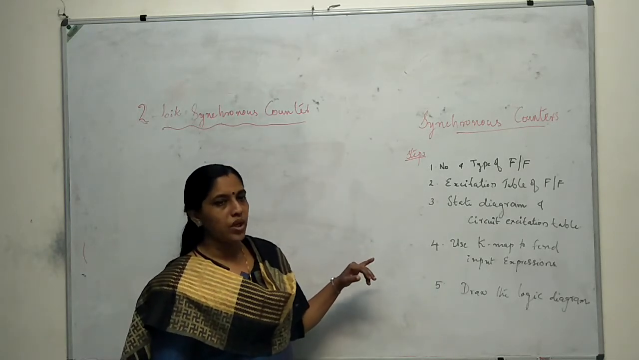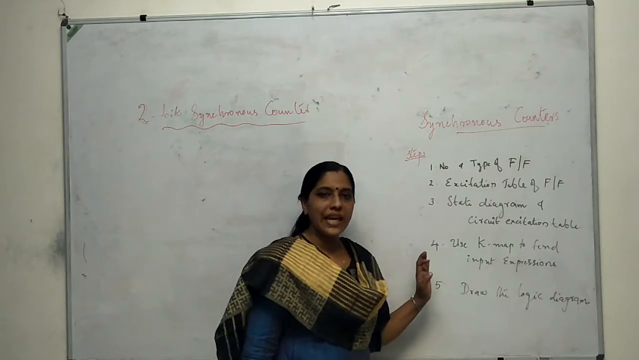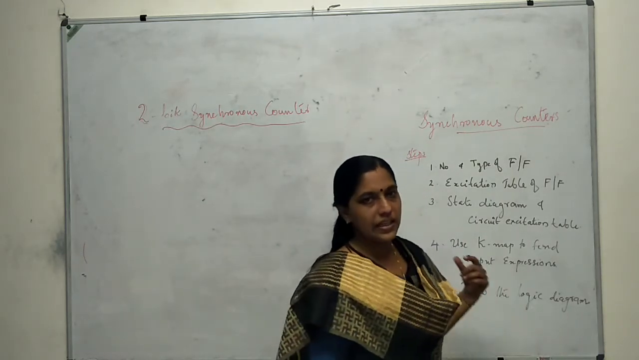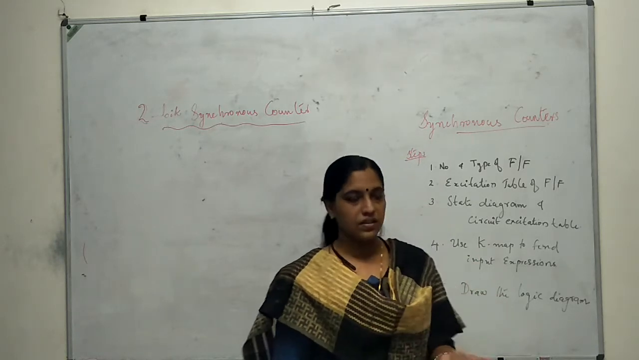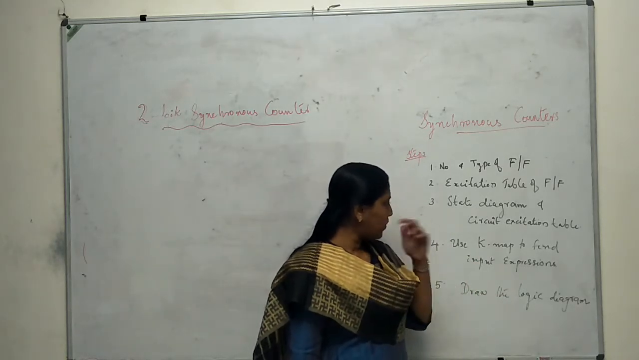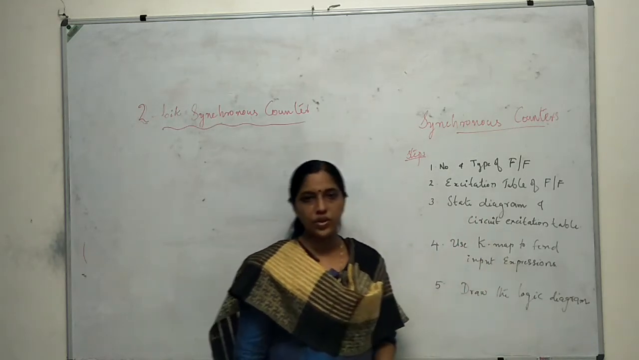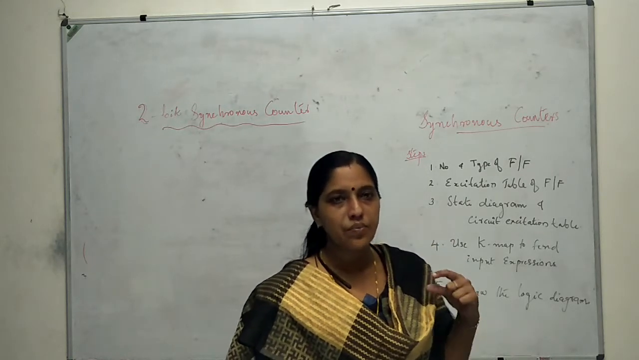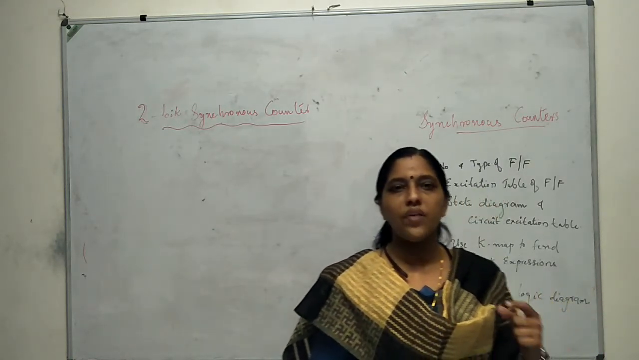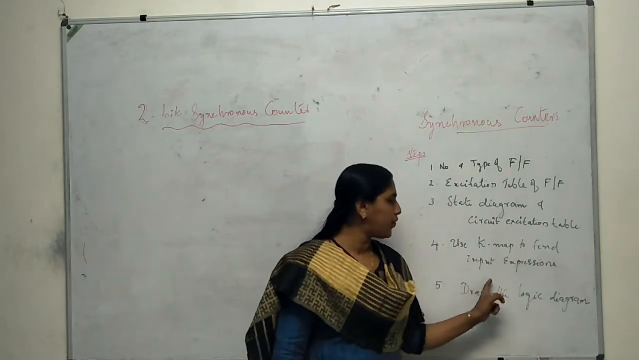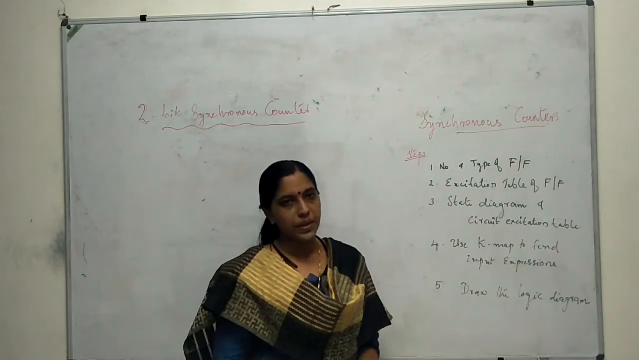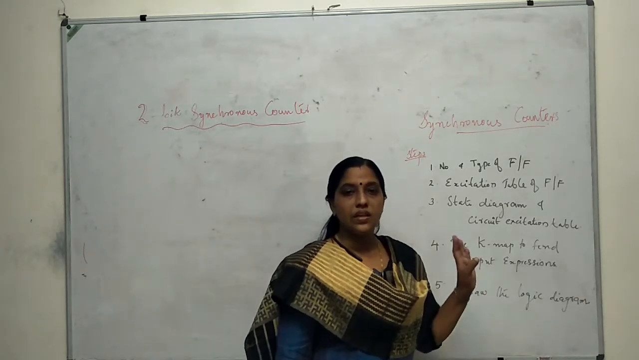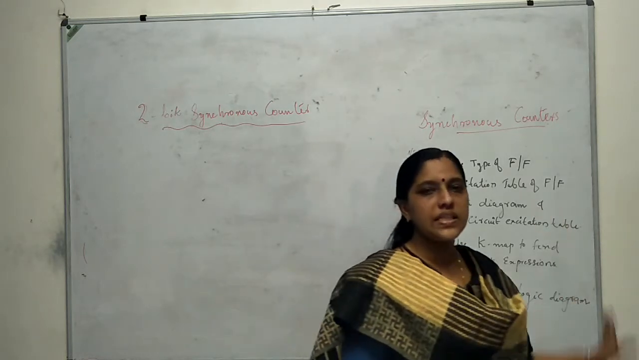As a third step, we have to find the state diagram and the circuit excitation table, which we are going to see now. So we have to draw the state diagram and the circuit excitation table. Then, for finding the Boolean expression for each input, you use a K-map to find the input expression of each flip-flop. Finally, after finding the expressions, you can draw the logic diagram of the counter. So these are the steps to be followed.